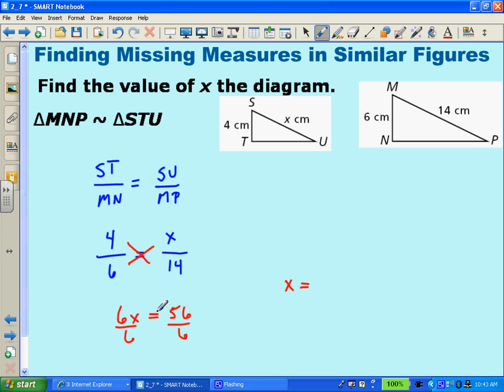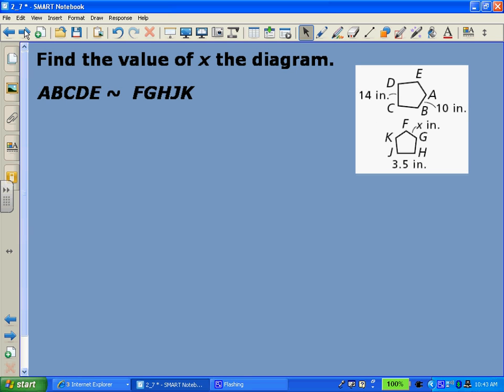And let's see, 6 times 8 is 48, 6 times 9 is 54. So looks like I'm going to have 9 with 2/6 left over, which is 1/3. So X would be 9 1/3 centimeters. Okay? Let's look at another example of the same type.